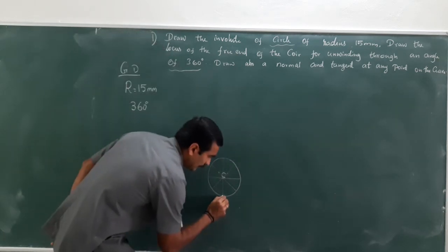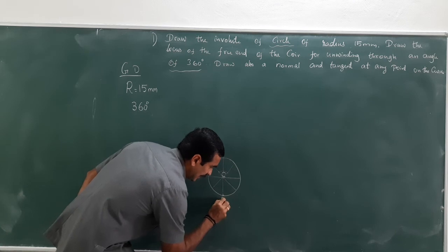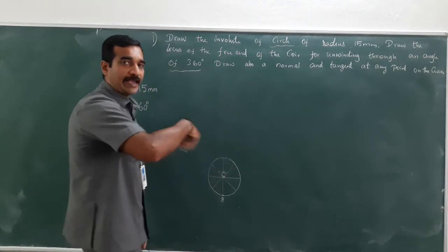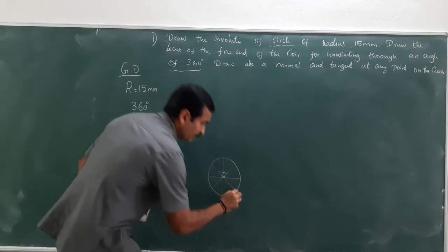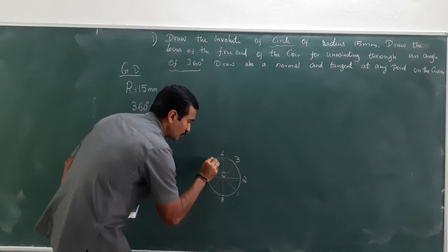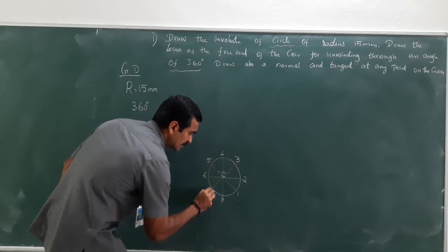The starting point could be taken as 8, and the numbering should be in the anti-clockwise direction, up to 5, 6 and 7.